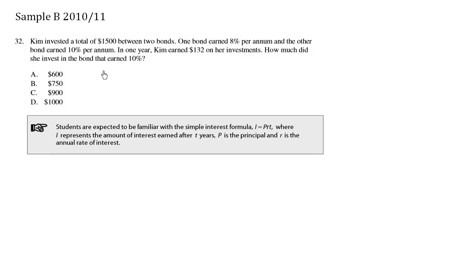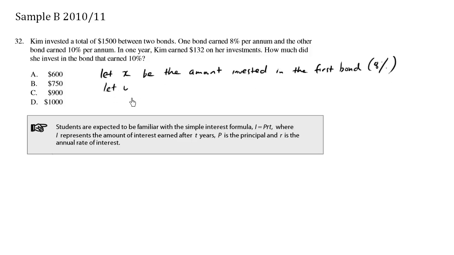So let's set up some variables here. Let X be the amount invested in the first bond. And we're talking about at 8% per year. Let Y be the amount invested in the second bond. And the second bond here has a more attractive interest rate of 10%.